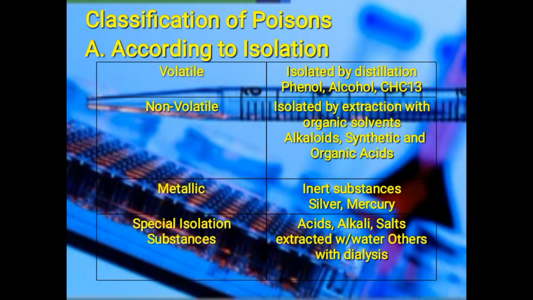So let's move on to metallic. From the word itself, metal, we call it metallic. The following we're talking about are silver and mercury, and they are poisons that would require an isolation procedure. And lastly, the special isolation procedure. These are poisons that would require special isolation procedures, and these basically fall into acid and alkali, and also the salt extracted with water, and also salt extracted from the process known as dialysis. So that's it for classification according to isolation.